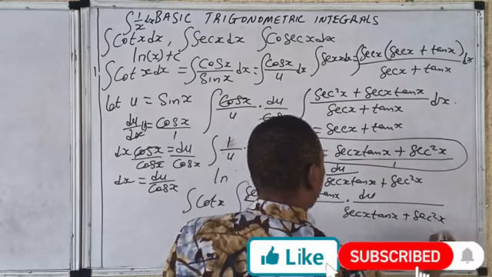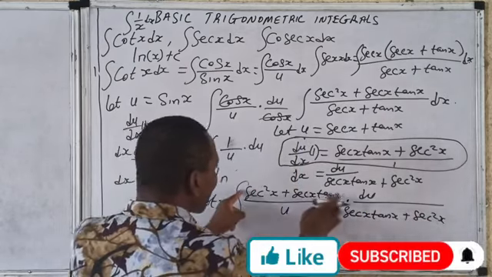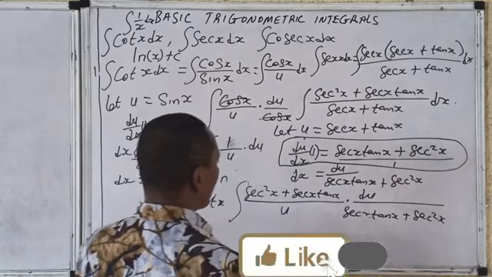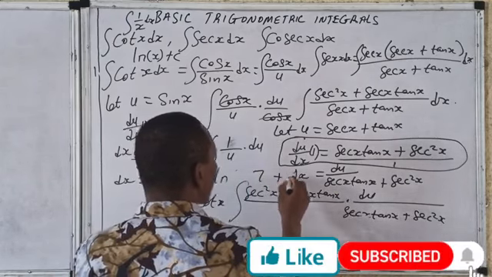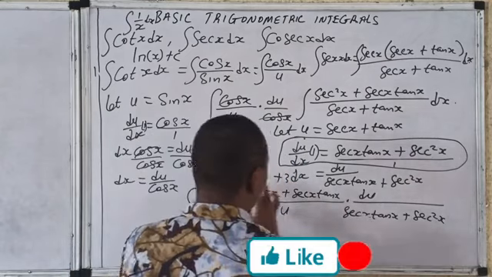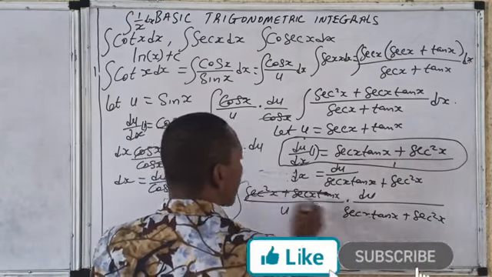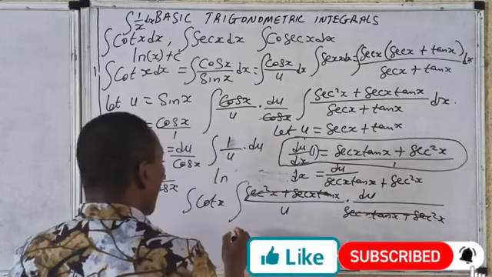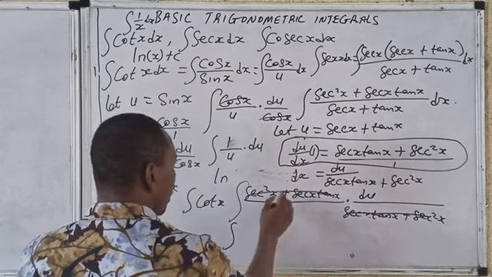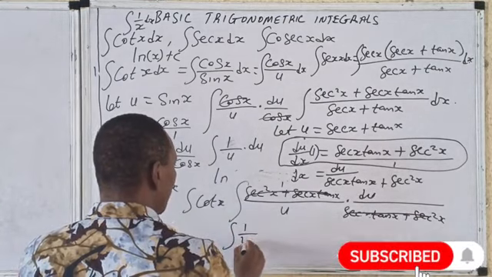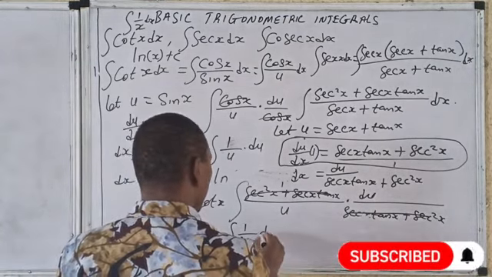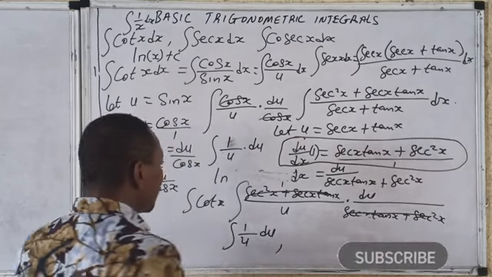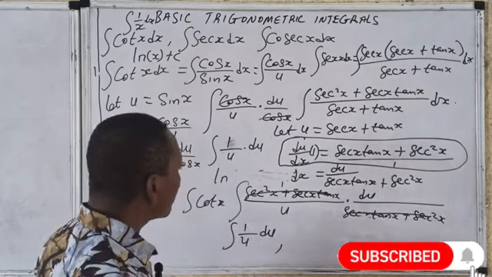Sec square x. You notice that this and this are actually the same. If I say 7 plus 3 and 3 plus 7, it is still the same. So this will cancel out this. Here we will now have 1. So 1 all over u, du.